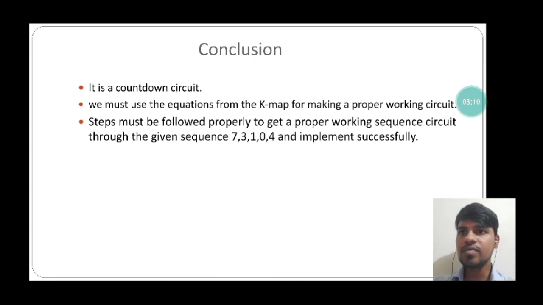So our sequence was: first state starts from 7, after that 3, after that 1, after that 0, and after that 4, and our result was like this, so our circuit sequence is working properly and our implementation is successful.